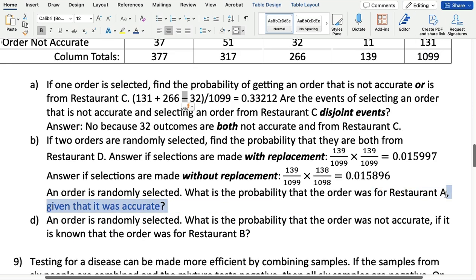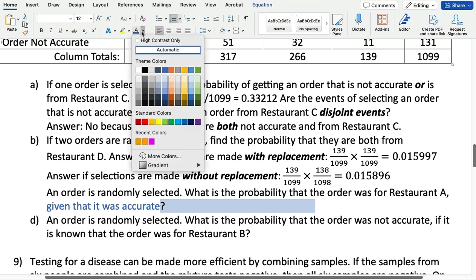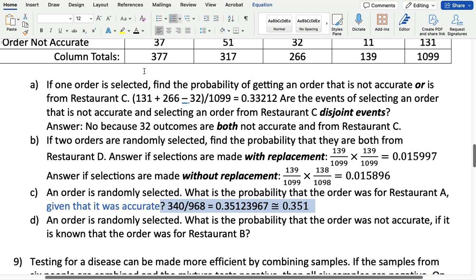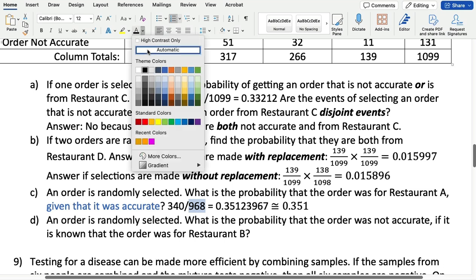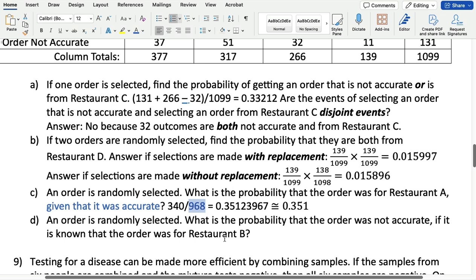Whenever you're assuming something is true, that's limiting you to either a certain row or a certain column, based on the thing that you're assuming to be true. So in this case, we're assuming that the order was accurate. So that is the number that goes in the denominator of our fraction. That's the thing we're dividing by. There's our 968. So 340 divided by 968 is 0.35123967. So that's how many decimal places I had on my calculator.